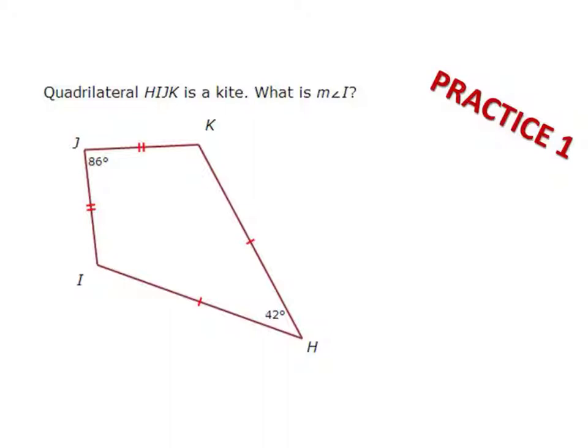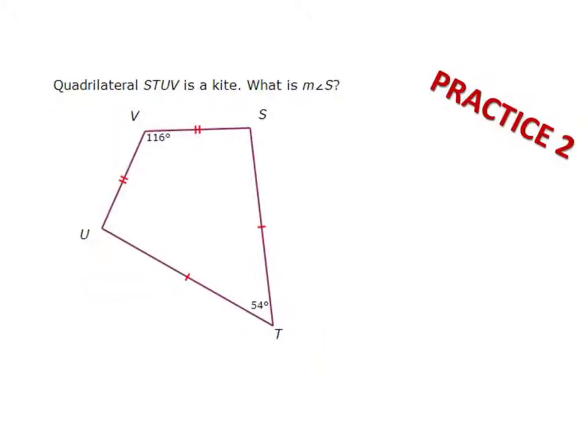Here's your practice problem 1. Quadrilateral HIJK is a kite. What is the measure of angle I? Practice problem 2. Quadrilateral STUV is a kite. What is the measurement of angle S?